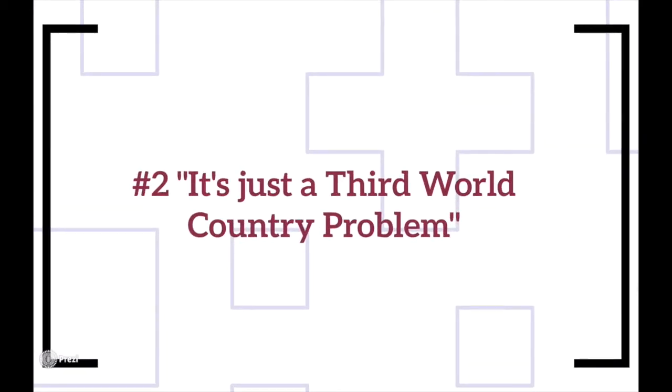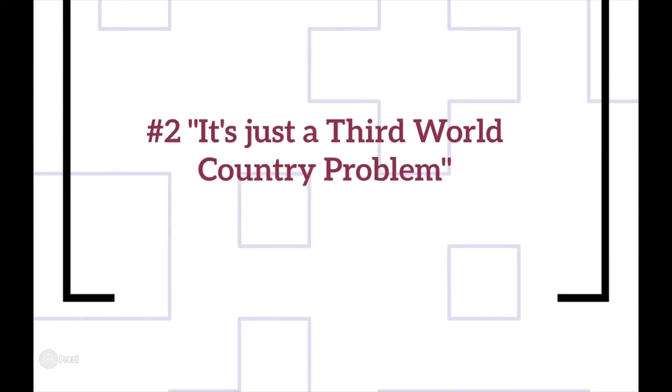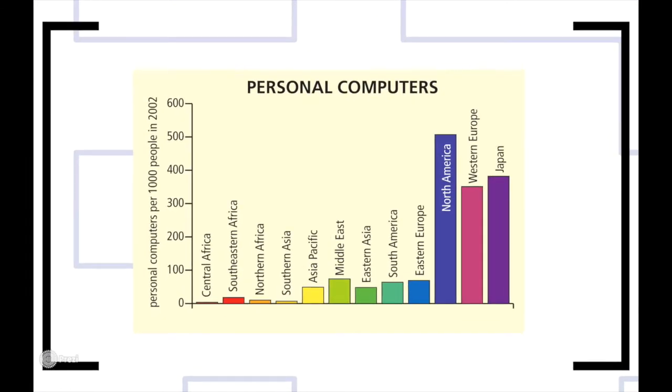It's just a third world country problem. Yes, the digital divide is much more prominent in third world countries, but it's present everywhere, even in the oh-so-spectacular United States. The graph shown here depicts how many per 1,000 people have computers at home.